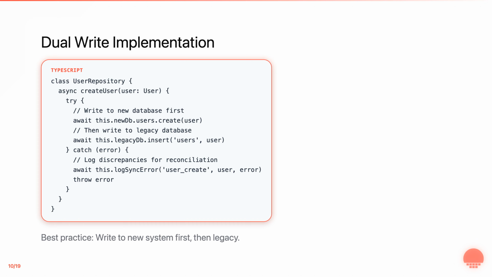The catch block here is critical. When writes diverge, you need a paper trail for reconciliation. Some teams run nightly jobs to compare both databases and fix inconsistencies. It's tedious, but it beats waking up to silent data corruption.